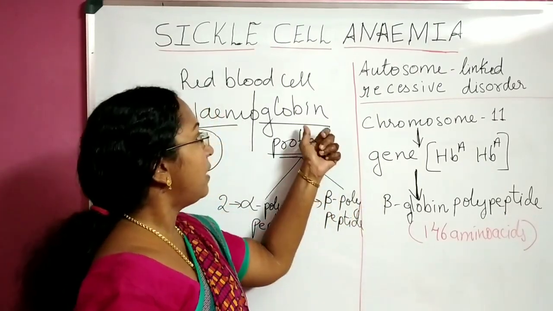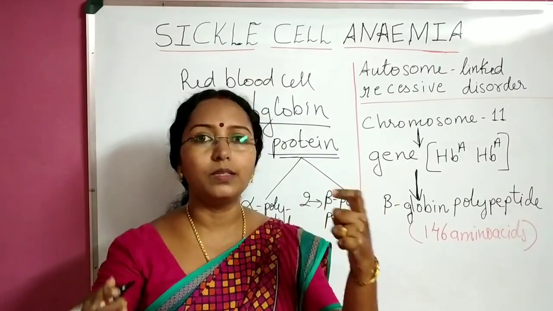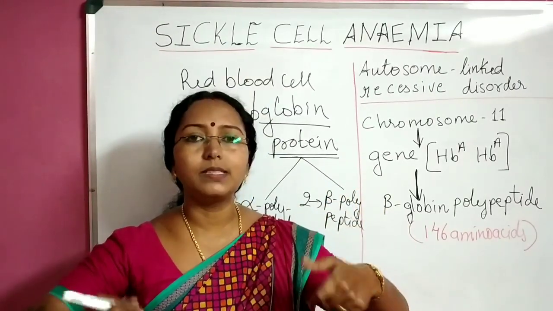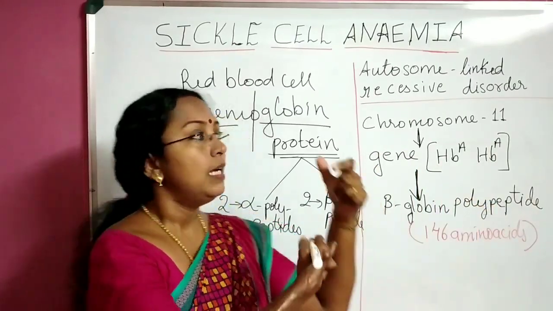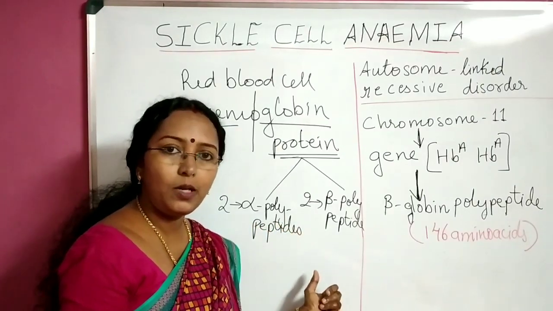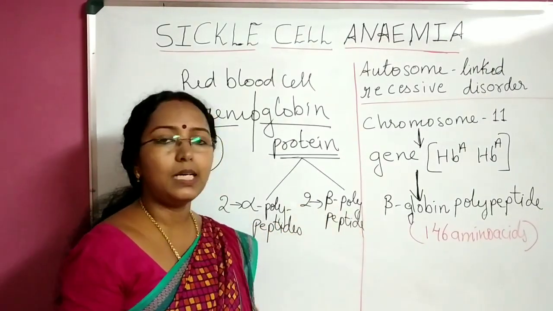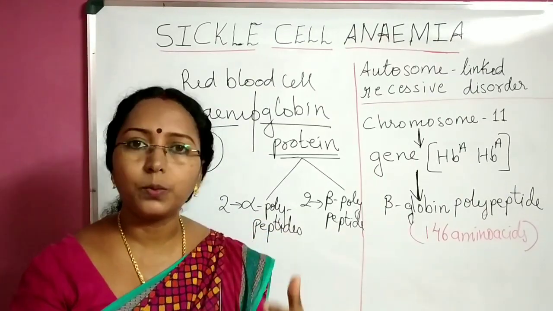Globin is actually a class of proteins. I think you have heard about immunoglobulins, that is, antibodies present in our body. That is also another globin, another kind of protein. Here, this globin protein is made up of 2 alpha polypeptides and 2 beta polypeptides. So they are polypeptides, or they are other proteins.